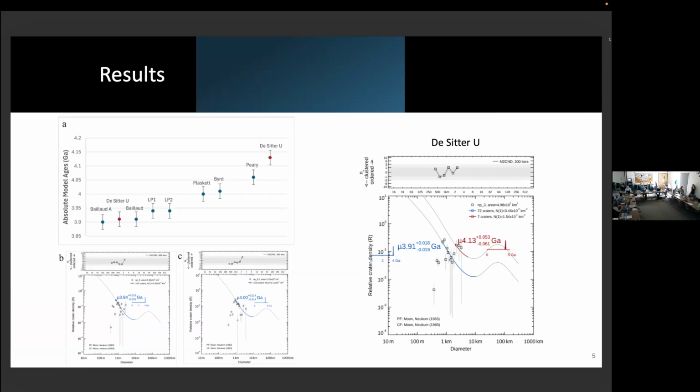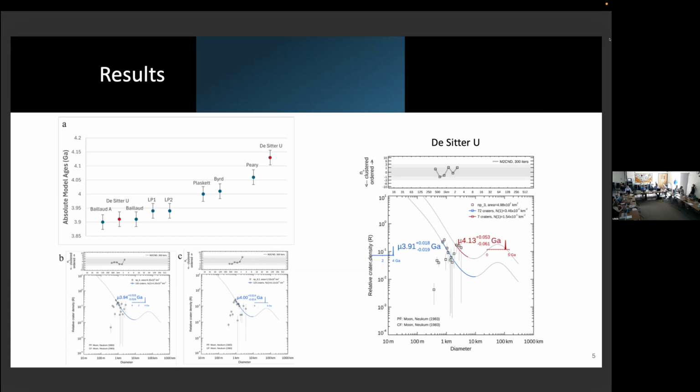And what we got was, if you look at the diagram in A, these are all 10, and they are grouped by age. Immediately what you can see is that most of them plot at 3.9 billion years. An example plot is in figure B. Sorry about that.